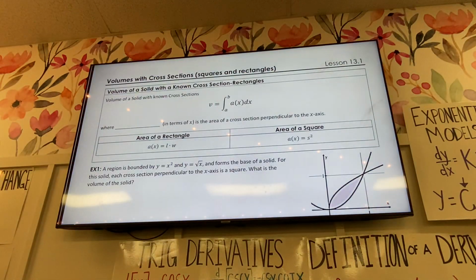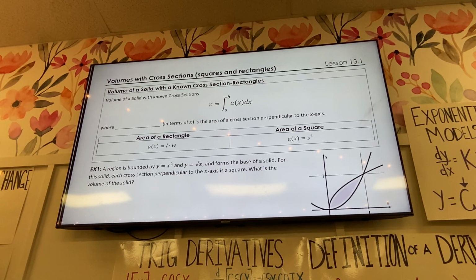So what we're going to be doing today and tomorrow is talking about cross sections. There are two more big topics that we have to talk about: one of them is cross sections, and one of them is revolving. That's what Unit 12 is about. Today we're doing cross sections with squares and rectangles.